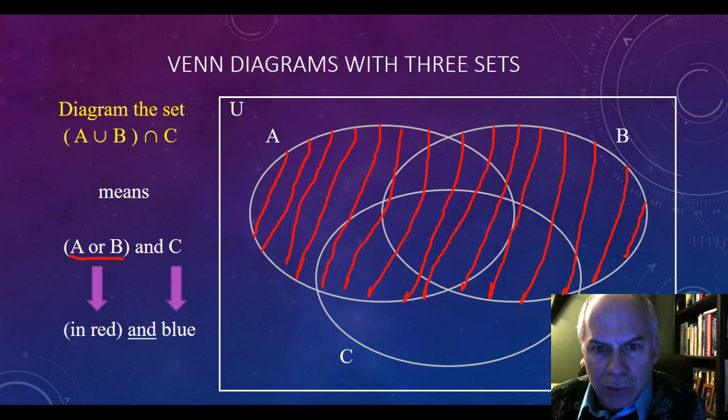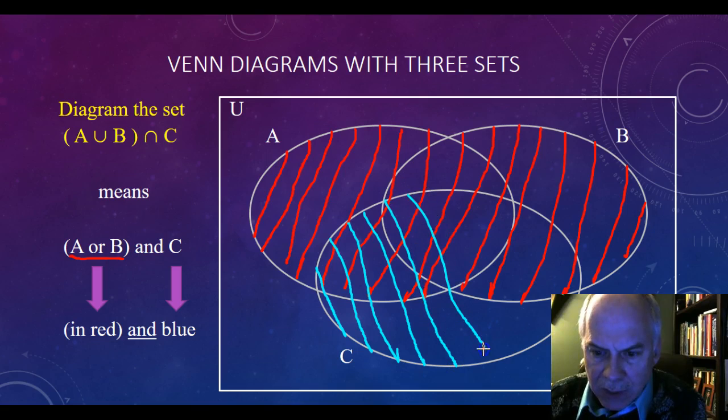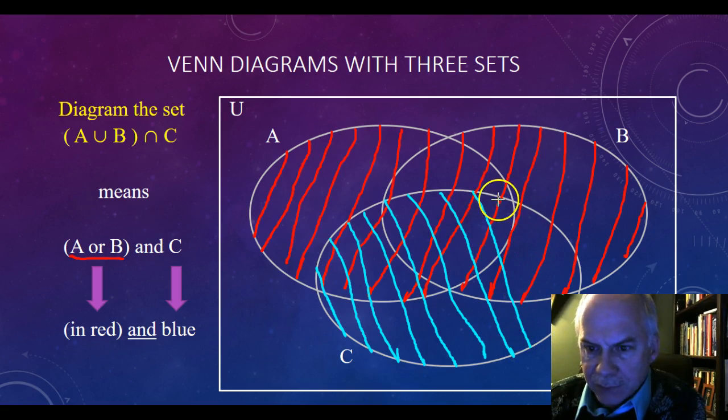But now we have to do blue. In blue, do set C. So I'm going to kind of cross or do the lines going a different direction. So this is set C. And so what is our solution to this?